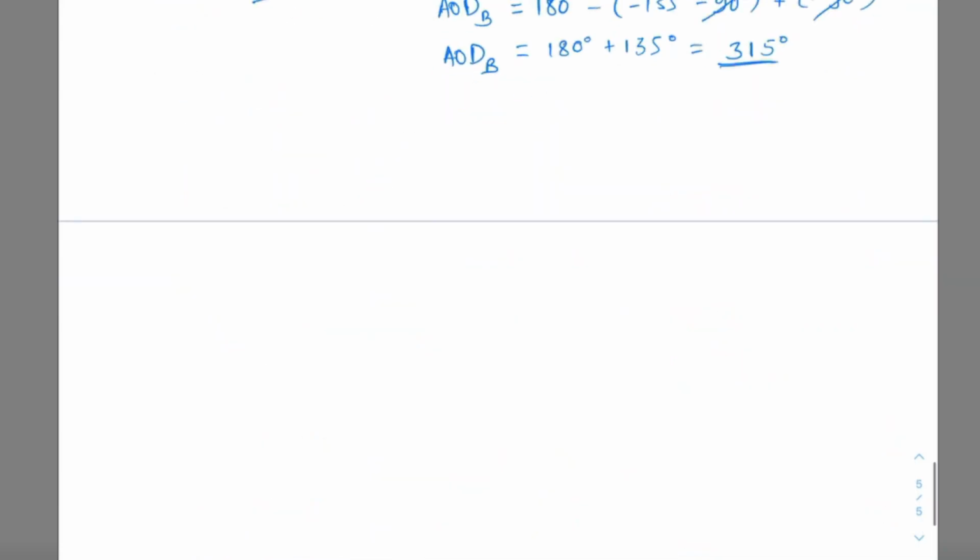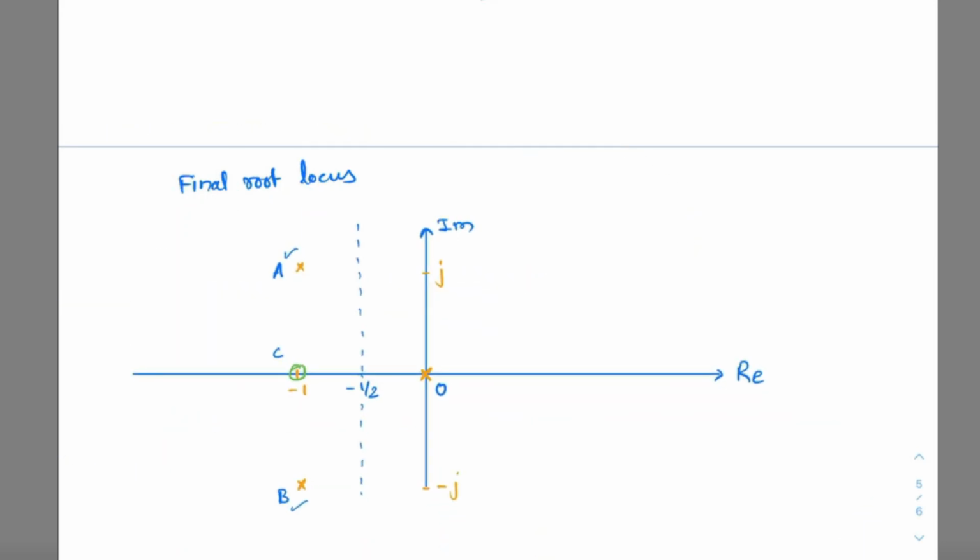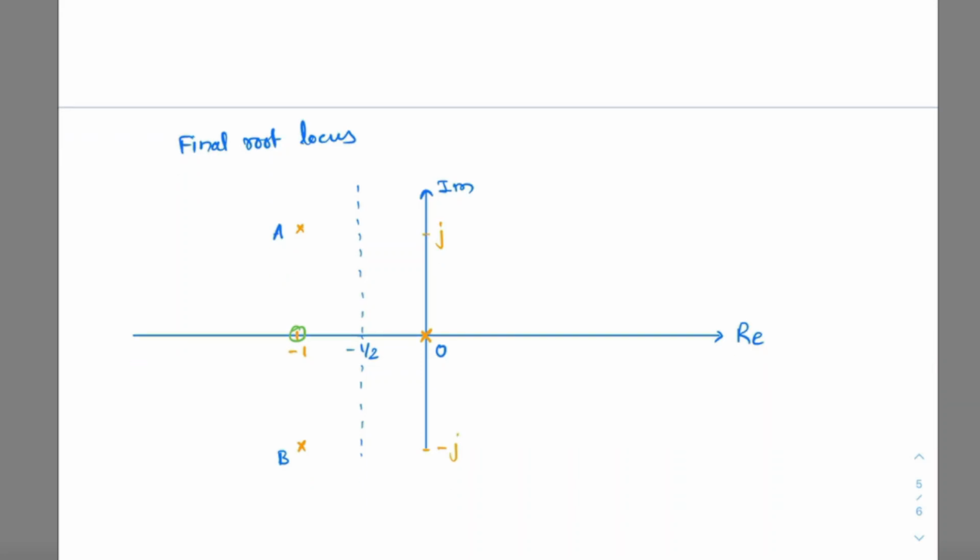So now we are ready to draw the final root locus. So first thing is, the region of the real axis which lies on the root locus was from 0 to -1. So the lines of the root locus start at the pole and end at a zero. So this way.